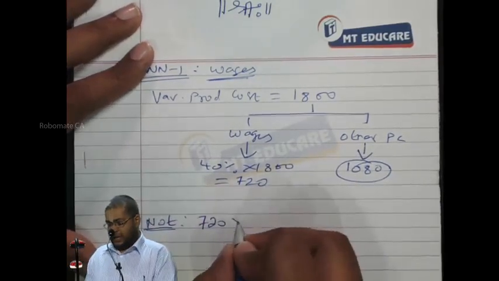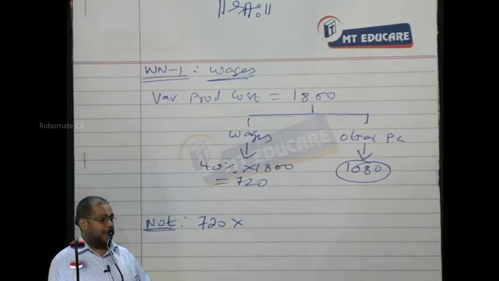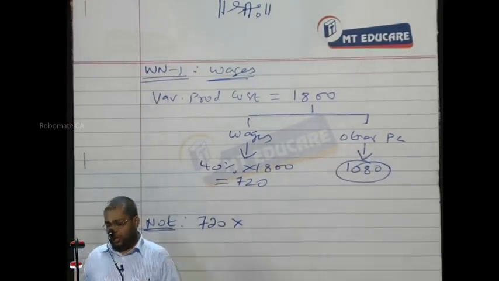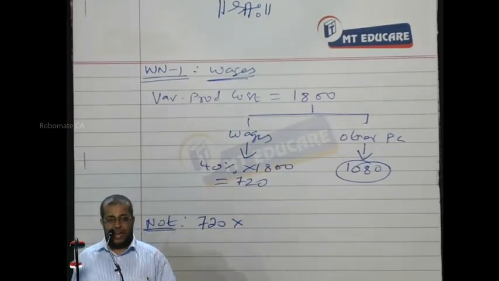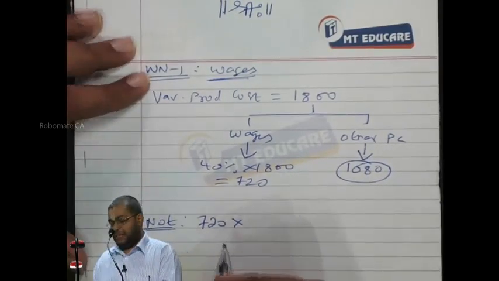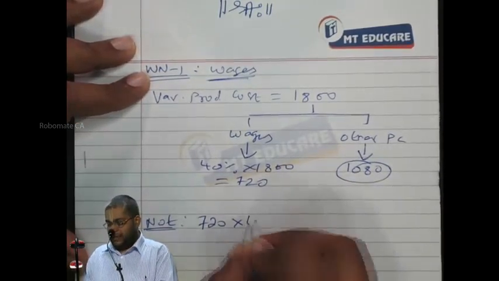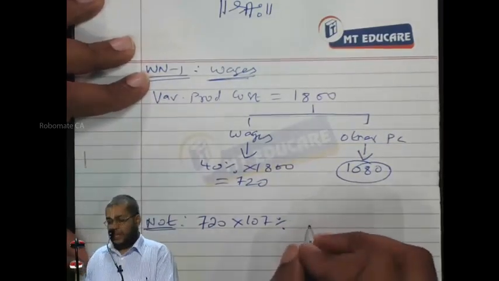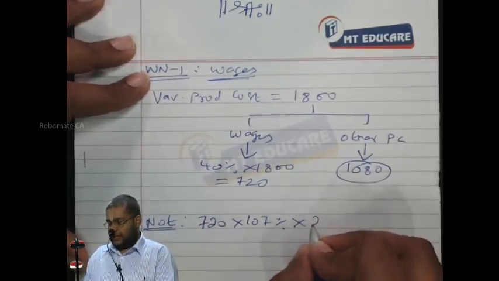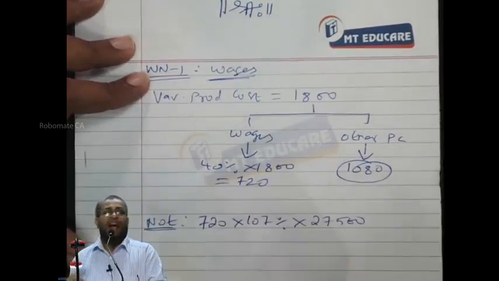So 720 is the wages till yesterday. Now they are demanding an increase, and for that only they are going to go for a strike. If you want to prevent the strike from occurring, I should agree to a 7% hike. So 720 rupees per machine, is all per machine, do you understand or not? So into 107%. I should agree to their wage increase. Yes or no? Into how many machines? 27,500 machines. Everybody agreed or not?